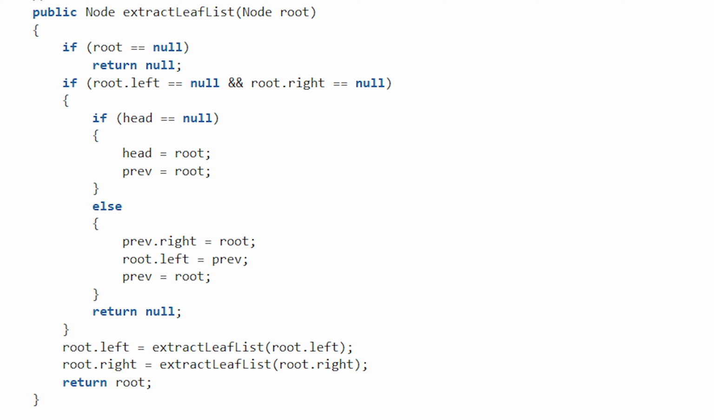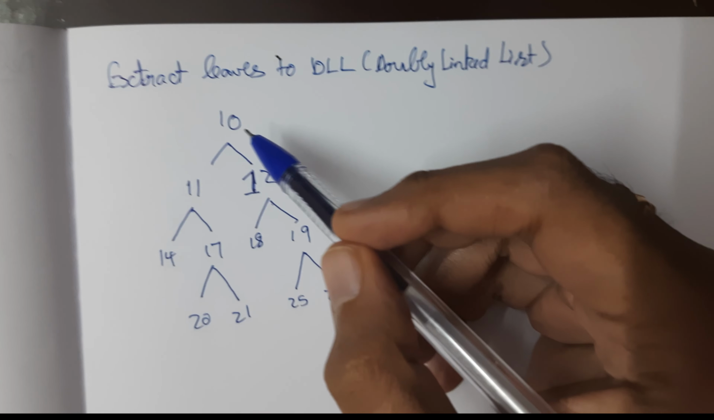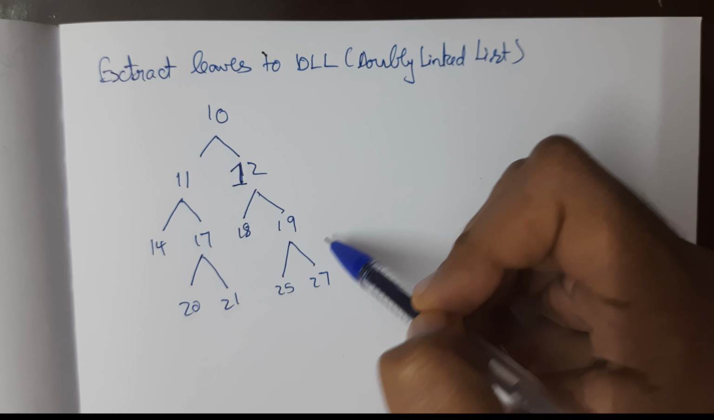And after doing the above process, we will be returning a null value. The reason we return a null value is we have to ensure that the leaf node is not connected to the parent node further. So that is why we return a null value in this if condition. So we'll now take this binary tree and extract all the leaves of the binary tree into a doubly linked list.